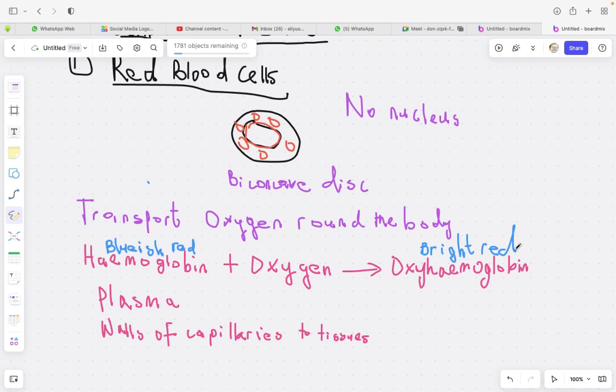Is that okay? So it means our blood changes color. When oxygen is combined with hemoglobin, it's a bright red. Then when the oxygen diffuses out of it, it becomes a bluish red again. So this shows our blood changes color.